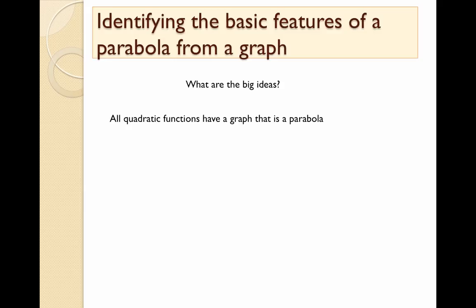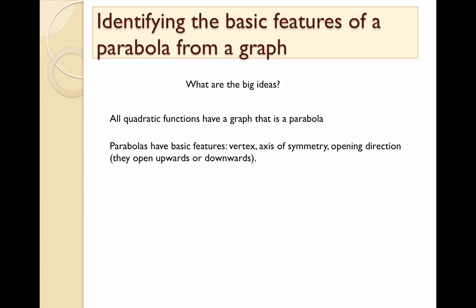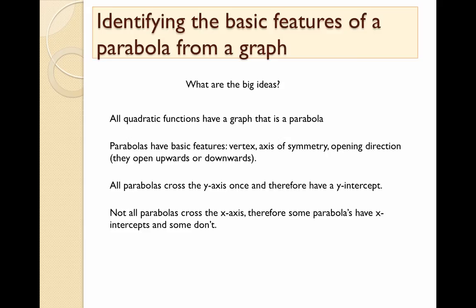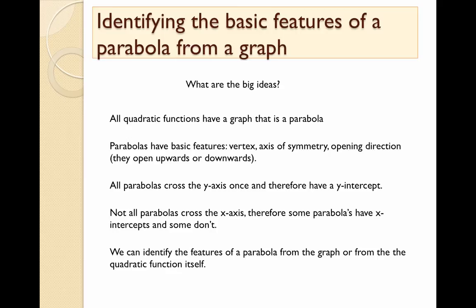So all quadratic functions do have a graph that is a parabola. Parabolas have these basic features: the vertex, the axis of symmetry, and the opening direction, and those are the features that we were just talking about. All parabolas do cross the y-axis once, and therefore have a y-intercept. Not all parabolas cross the x-axis, therefore some don't have an x-intercept, and finding the x- and y-intercepts is in another lesson. And we can identify these features of a parabola from a graph, or in another lesson you'll see that we can also identify them from the function itself.